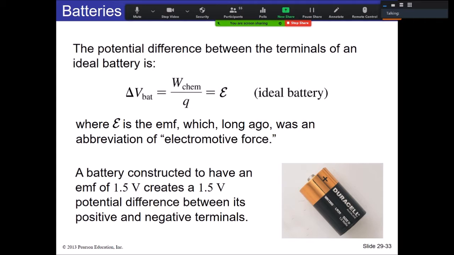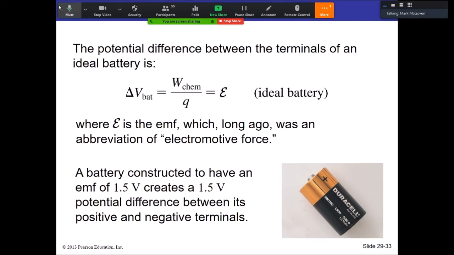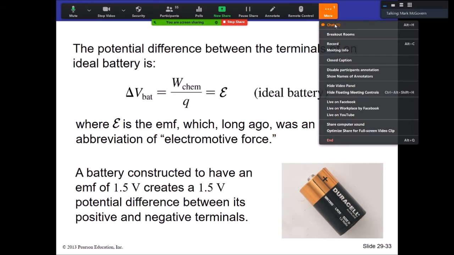So the way we're going to talk about our batteries, this is going to be our source of potential difference for a very long time, put it that way. We're going to be establishing our potential difference via battery.